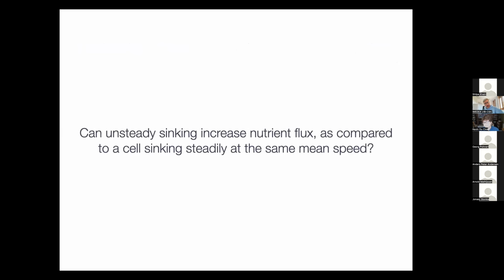So we were interested in whether unsteady sinking might sort of solve this problem in some ways. So the question that we're interested in is whether an unsteady sinking cell can increase its nutrient flux as compared to a cell that's sinking steadily at the same mean sinking speed. So in this way, the cell will not be exported more quickly by sinking at a faster mean sinking speed, but it will still gain the advantage of increased nutrient flux. So kind of getting the best of both worlds.